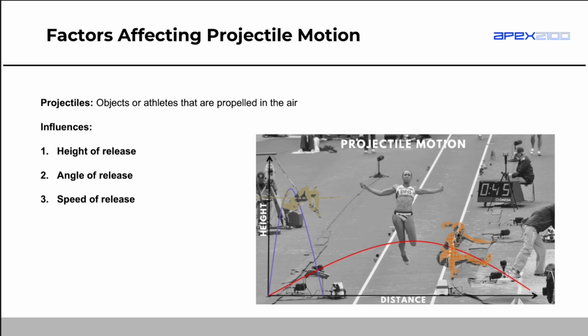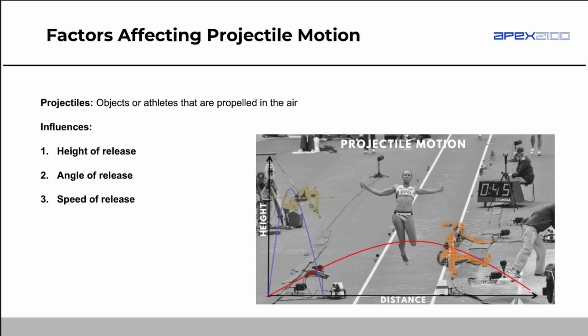So in terms of influences of projectile motion, we have the height of release, the angle of release, and the speed of release. This is all going to affect the distance or the force that we're able to apply to an object to move it through the world or the air.